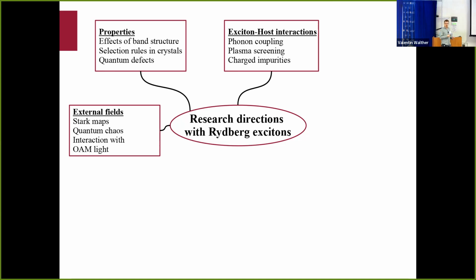Actually, because of the light masses of the electron and hole, Rydberg excitons are a nice system to look at quantum chaos. So I guess that was also mentioned. Apparently, that was a big topic in the 70s and 80s in hydrogen and strong fields. So here, you need much weaker fields again because the energy separations are smaller.